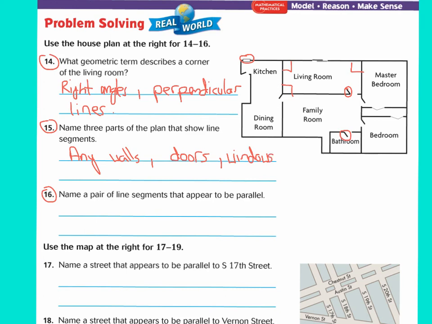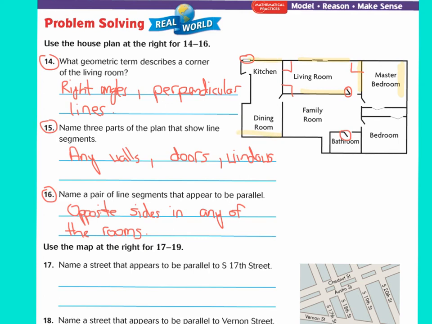And then lastly, number 16, it says name a pair of line segments that appear to be parallel. In this case, you could say opposite sides in any room, I believe, in any of the rooms, appear to be parallel to each other. And what I mean by that, so you have the living room, the opposite is parallel, or you have the master, those two opposite sides. The dining room and kitchen, those would be opposite and parallel to each other.